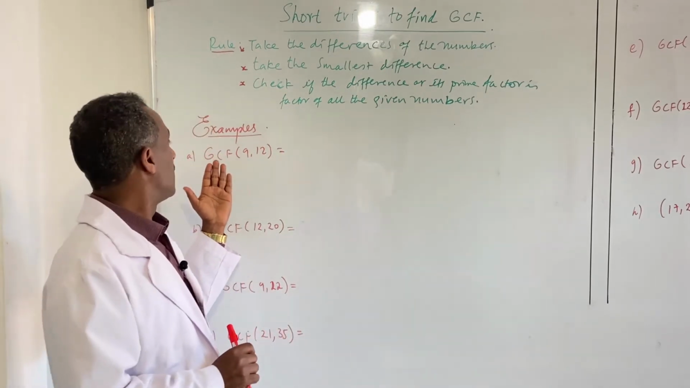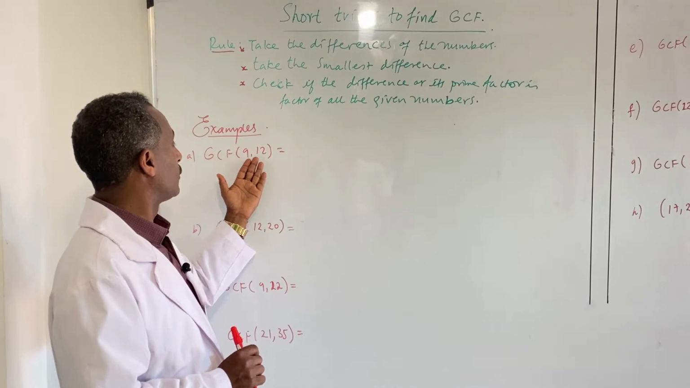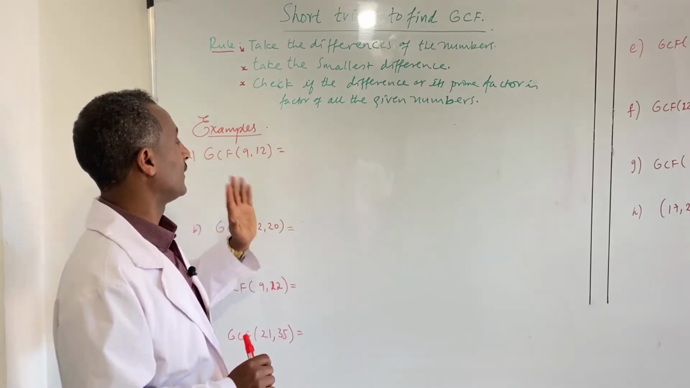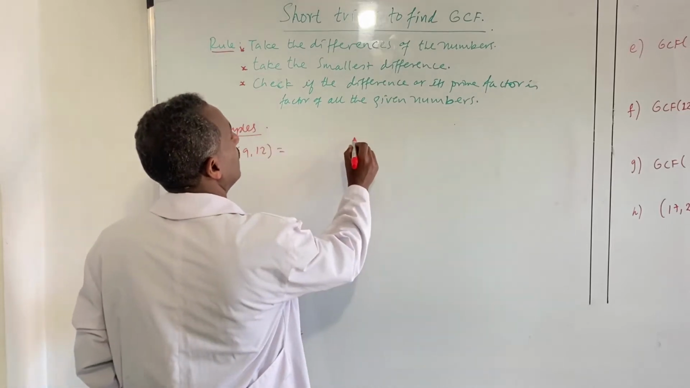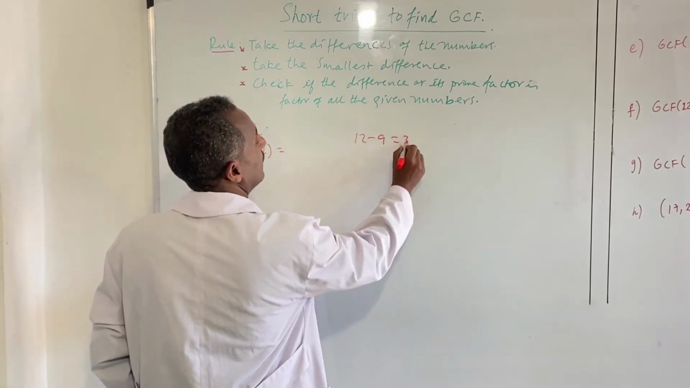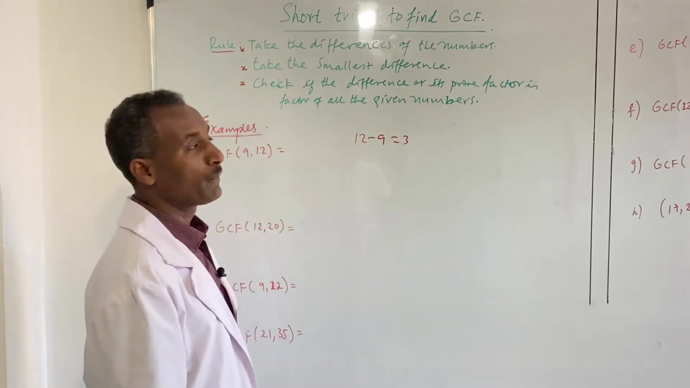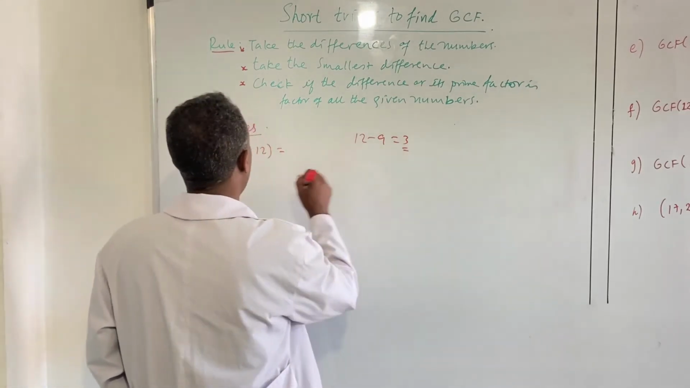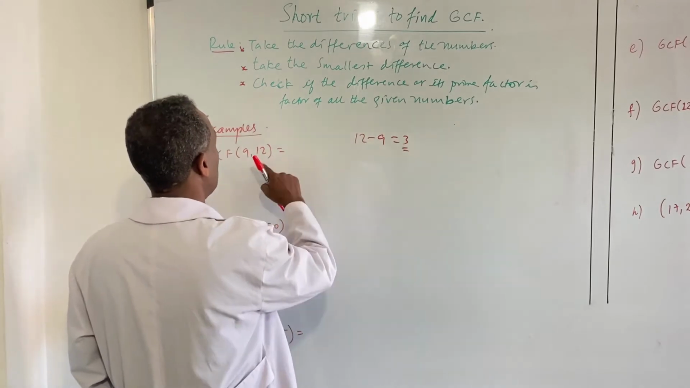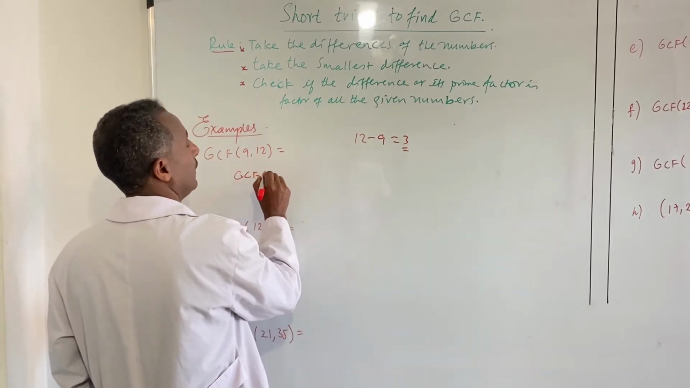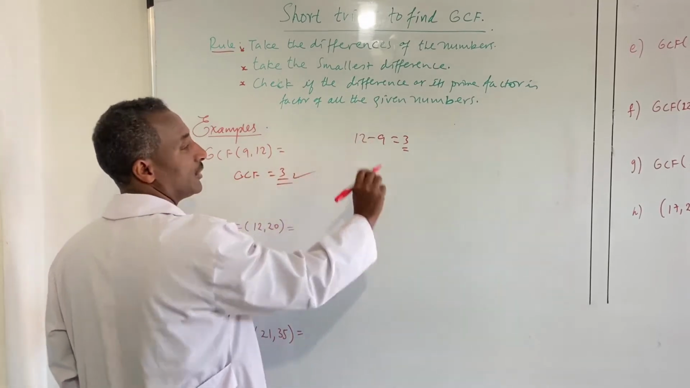If you want to find the GCF of 9 and 12, we're not supposed to find the factors of 9 and 12. But take the difference: 12 minus 9 is 3. Then check if 3 is a factor of both. Does this 3 divide 9? Yes. Does this 3 divide 12? Yes. Therefore, GCF is 3. Short.